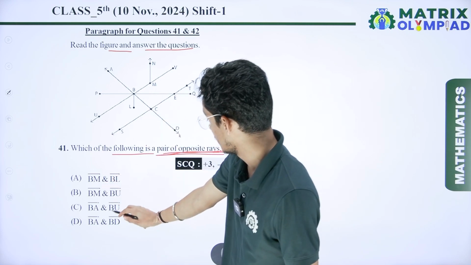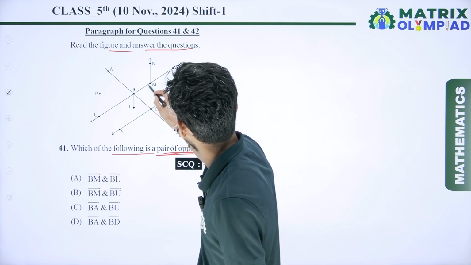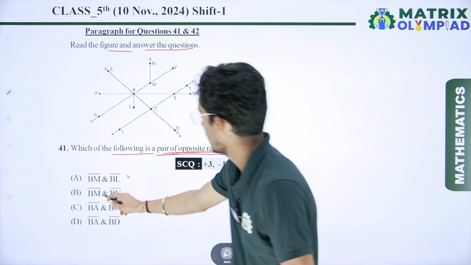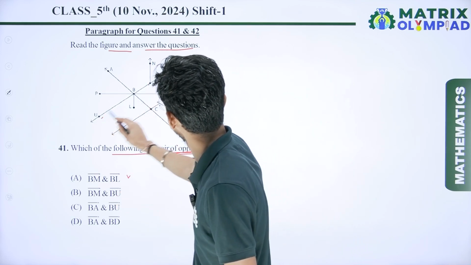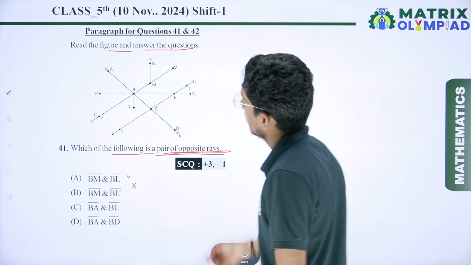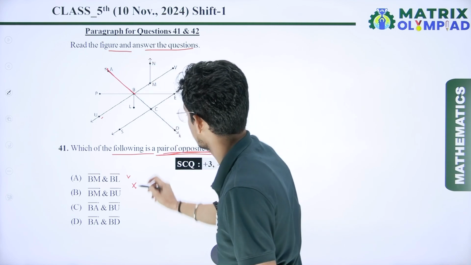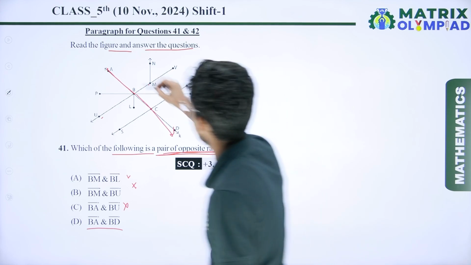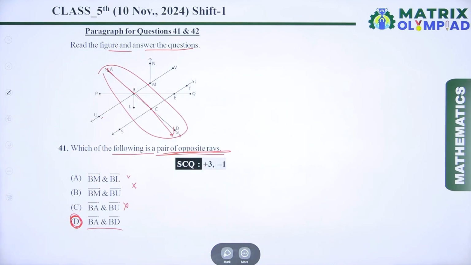If I talk about option A, that is BM. Where is BM? BM is not a ray, so this one is not correct. The second one, BM and BU. Where is BU? So this one is not a pair. The third, BA and BU. This one is also not possible. The last one, BA and BD. Yes, this one is the pair of opposite rays. So option D is the correct answer.